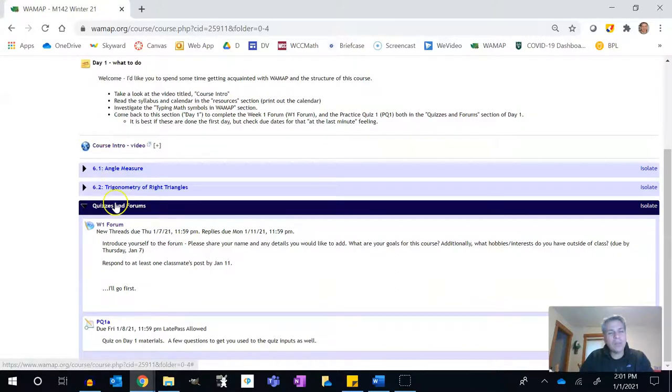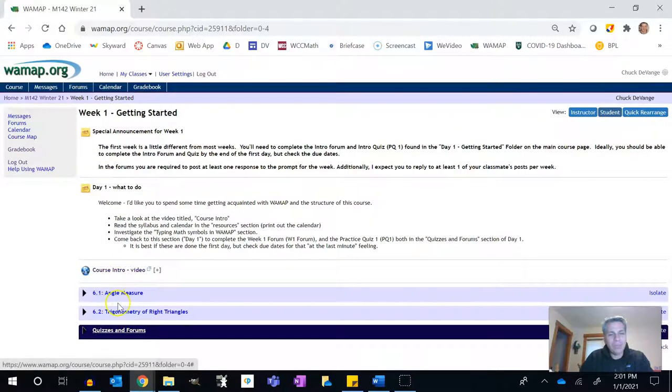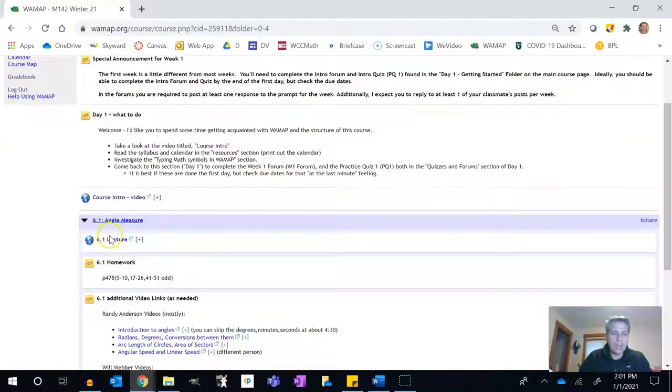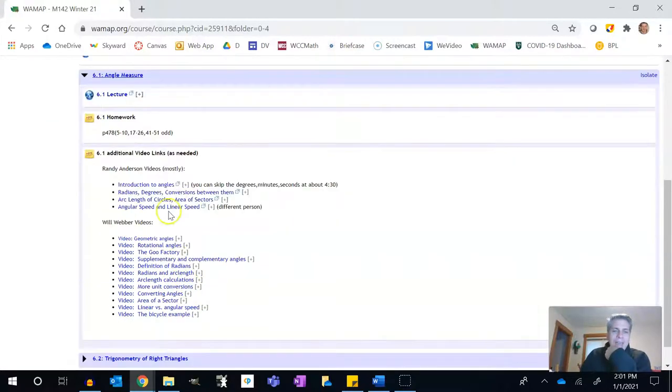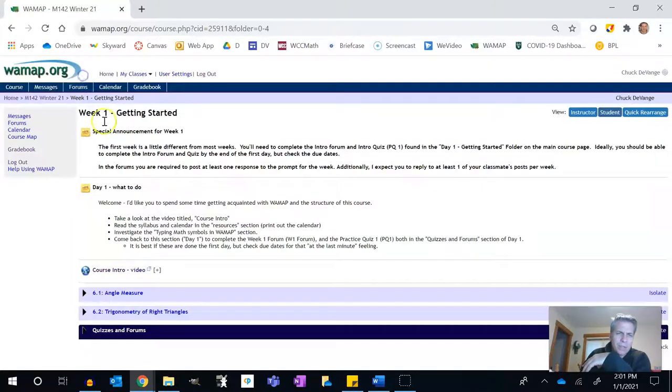Every week we'll have some lectures. Like this, 6.1, 6.2, those are associated to chapters in the book. I have a lecture with it, and then after you watch the lecture, I have some problems out of the book that I think are good practice, things that you should try. So this is practice. And then there are some additional videos often listed too that just help you think about topics from that section. So 6.1, 6.2, and then every week we'll also have quizzes and forums.